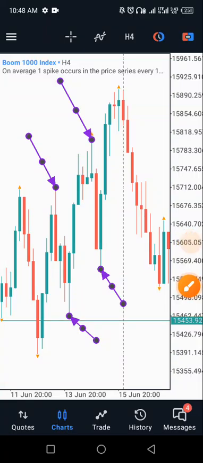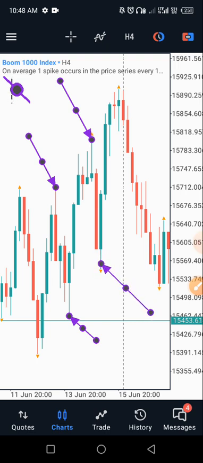So to know if the market will be buying or will be selling, we have to learn how to read the direction in which the market is going. For example, let's say we want to be buying in this particular market here, then we must be able to know the direction that the market is going.